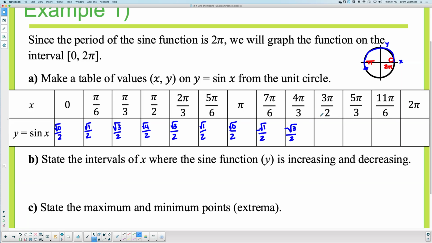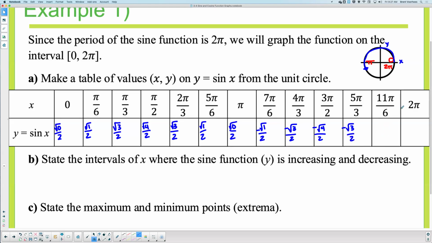Okay, how about 3 pi over 2? Bend your thumb, flip your hand. Negative 4 over square root 2. Okay, great. How about 5 pi over 3? Again, y is still negative down here all the way till 2 pi because we're underneath. 5 pi over 3, which finger is that? Index. Bend your index, flip your hand. How many y's do you have there? So it's negative square root 3 over 2.